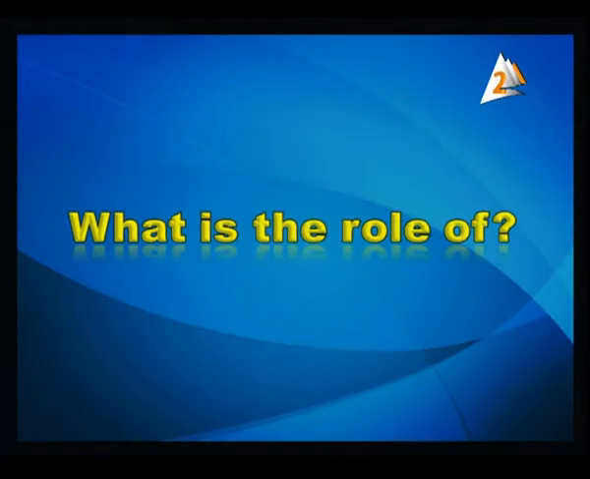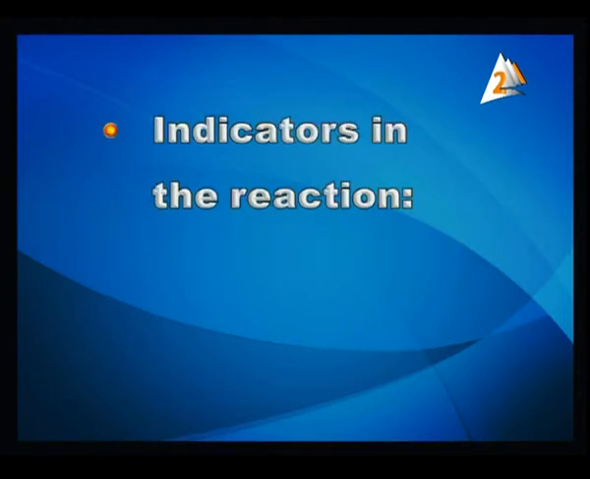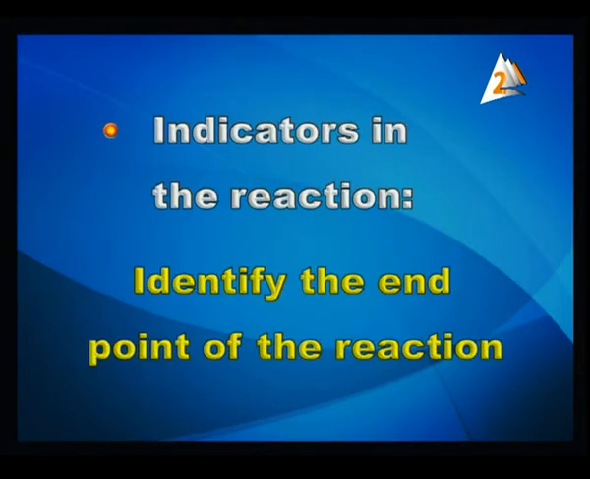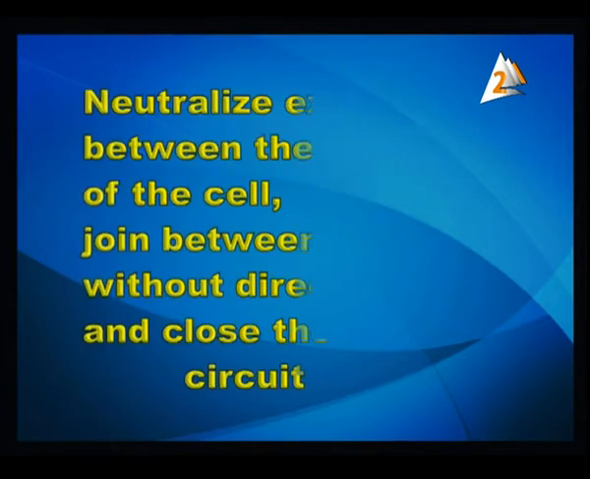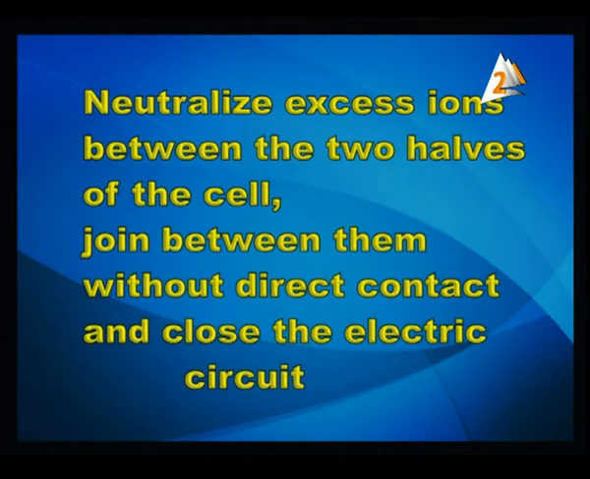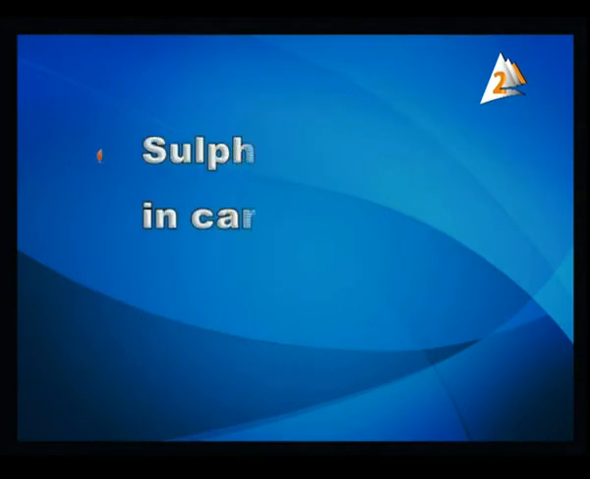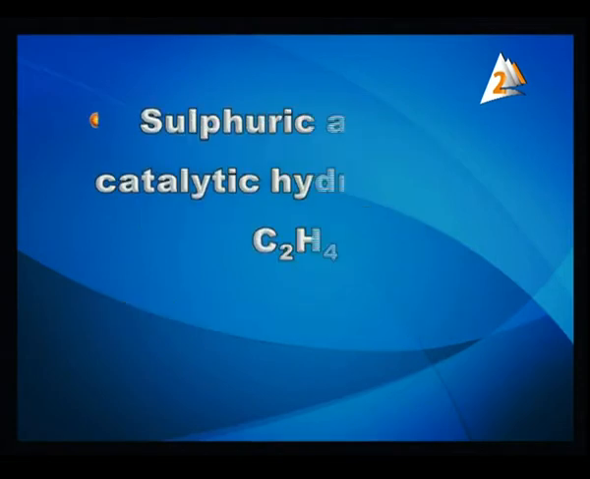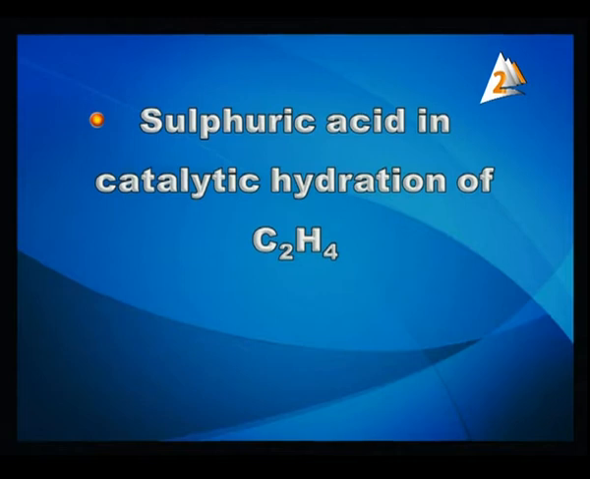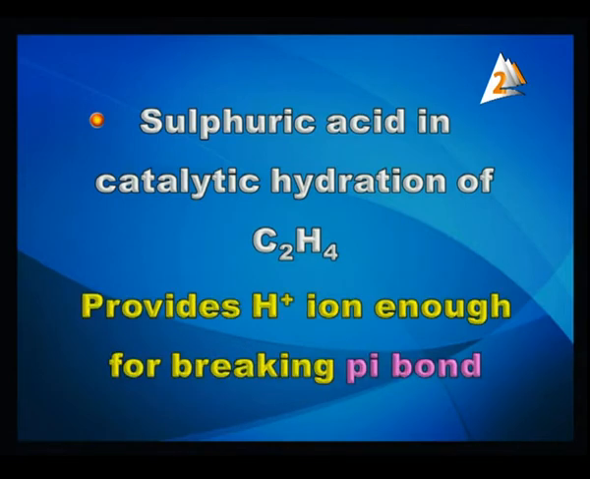Next type of question. What is the role of indicators in the reaction? It identifies the end point of the reaction. Salt bridge in galvanic cell. Neutralize the excess ions between the two half cells and join between them without direct contact and close the electric circuit. Sulfuric acid in car battery. It is an electrolyte. Sulfuric acid in catalytic hydration of ethene. It provides hydrogen ions enough to break the pi bond.